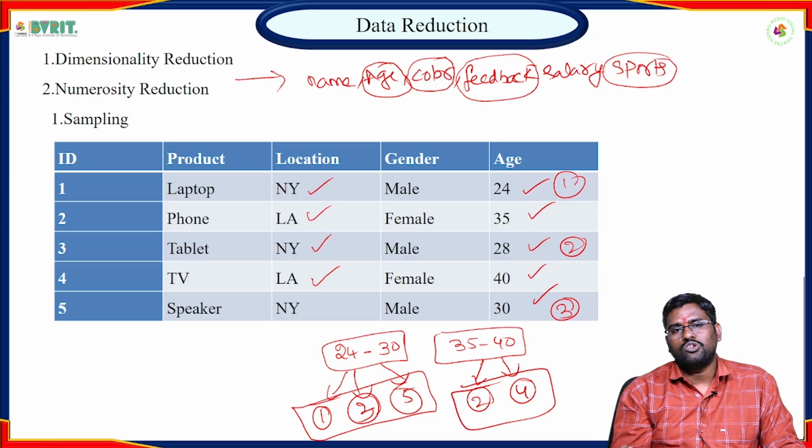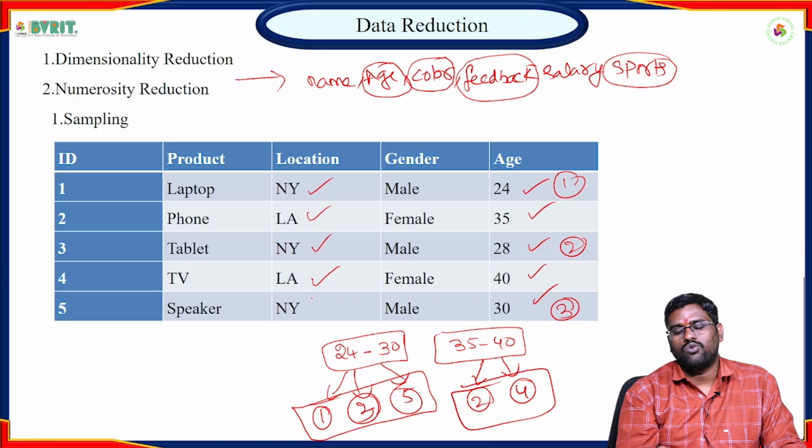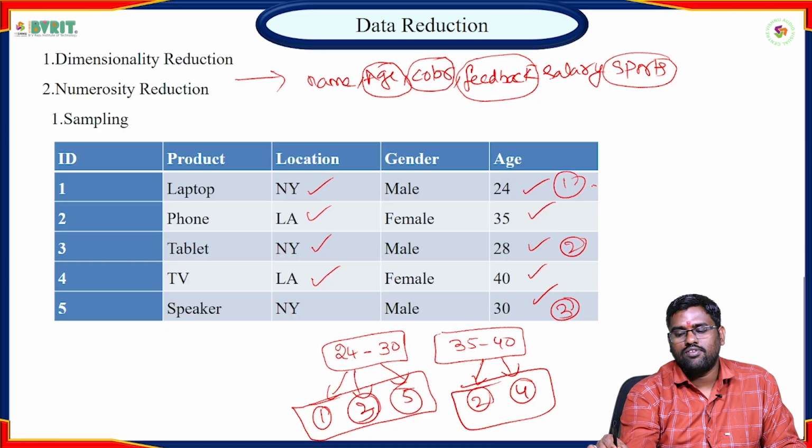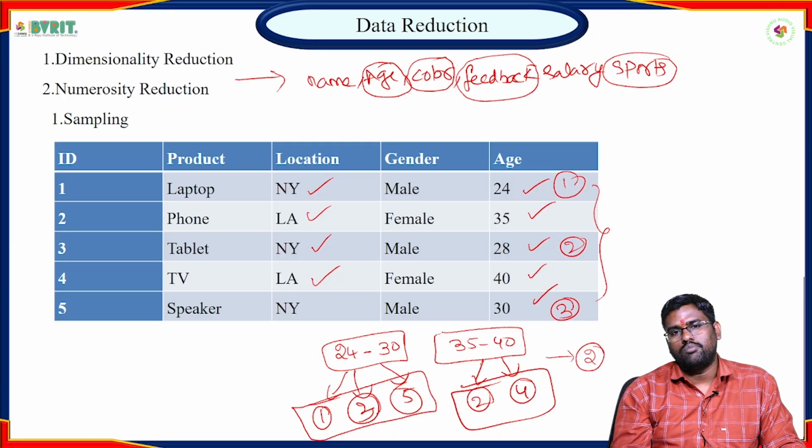Sampling is used to distribute based on whatever features we have taken, or otherwise we can take NY and LA. Based on that we differentiate. We actually have a total of 5 items, and we are distributing those 5 items into 3 and 2. So it will occupy only 2 rows of memory in the given computer space. That is called numerosity reduction.